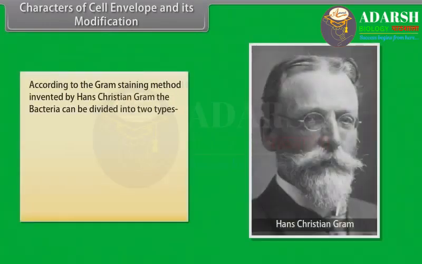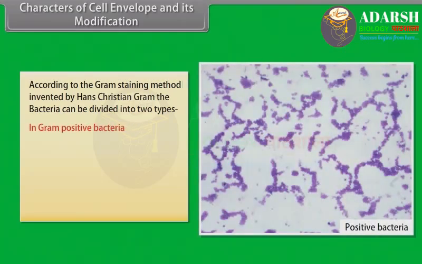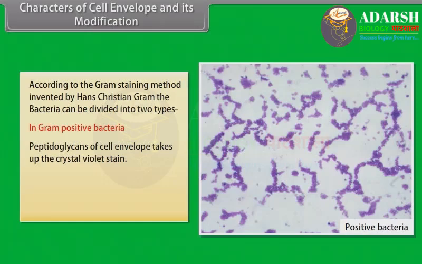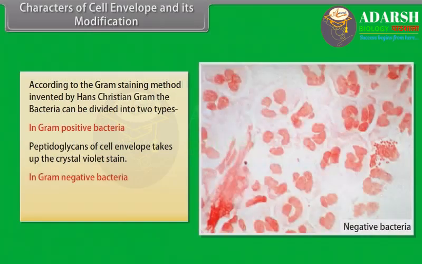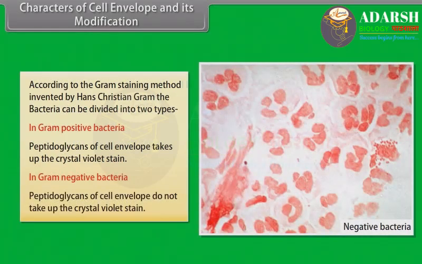According to the Gram staining method invented by Hans Christian Gram, the bacteria can be divided into two types. In Gram-positive bacteria, peptidoglycans of cell envelope take up the crystal violet stain. In Gram-negative bacteria, peptidoglycans of cell envelope do not take up the crystal violet stain.